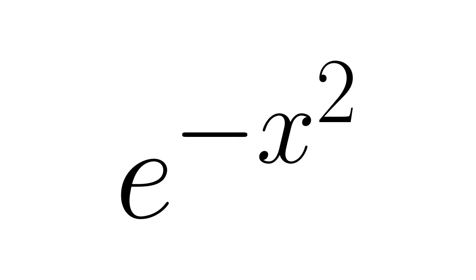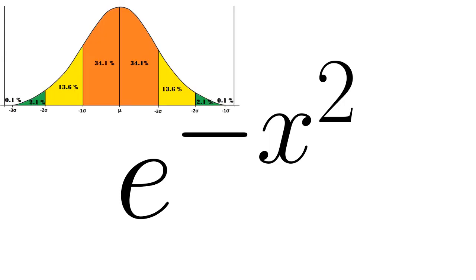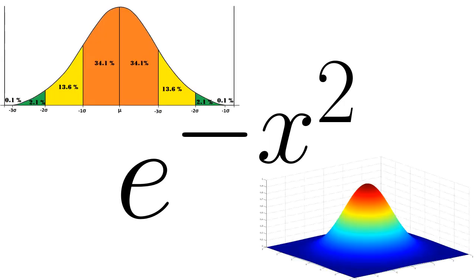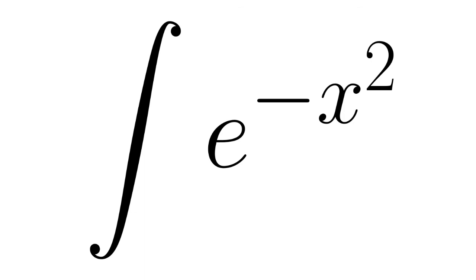The Gaussian function, e to the negative x squared. It looks fairly simple, yet it has wide-reaching applications all the way from statistics to quantum physics. So what if we want to integrate it? Well, that turns out to be surprisingly difficult. If you've never heard of this before, then this might sound odd.